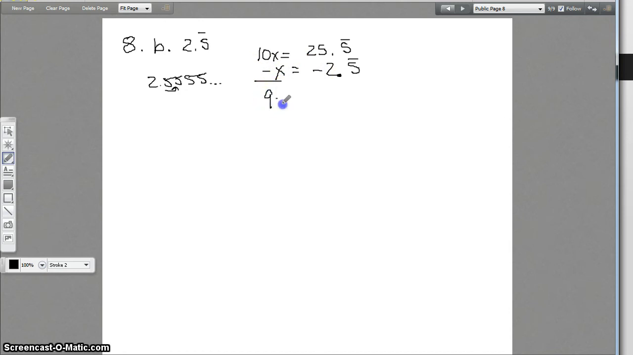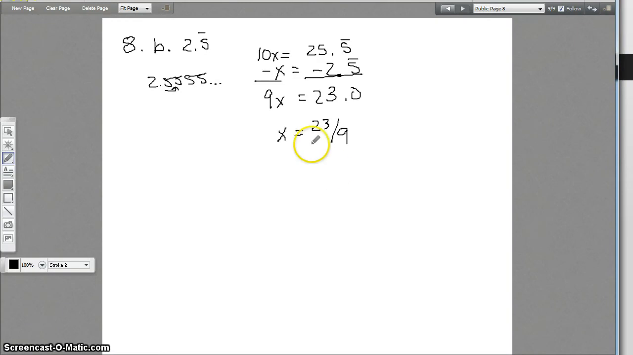Now I can subtract. 10x minus x is 9x. 25.5 minus 2.5, my repeating 5 and repeating 5, those cancel. 5 minus 2 is 3. 2 minus nothing is 2. So 9x is equal to 23. So my x is 23/9. And since 23 is a prime number, we can't do anything else here. So 23/9 is how we write 2.5 repeating as a fraction.